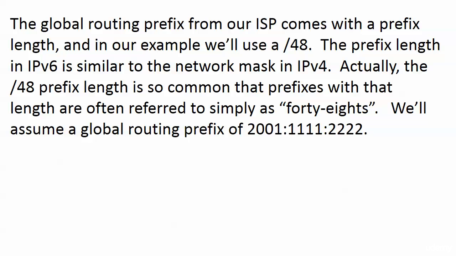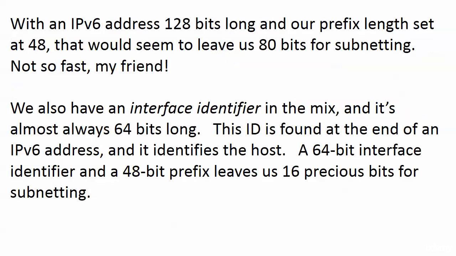We're going to do a walkthrough and then get on the live routers. We're going to assume a global routing prefix right now of 2001:1111:2222::/48. Now, with an IP version 6 address, it's 128 bits long. We've got a prefix length set at 48. That would leave us 80 bits for subnetting.